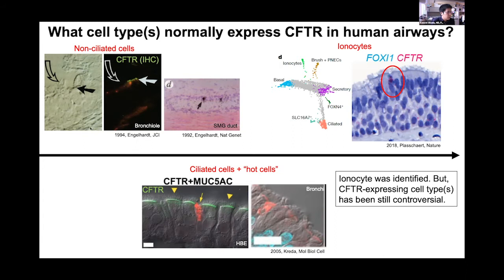So over time, there has been a change in the candidate cell type for CFTR expression, but which cell type predominantly expresses CFTR in all airway epithelium, and predominantly functions, still remains unknown. So we focused on the CFTR-expressing cell type in normal human lung tissues.